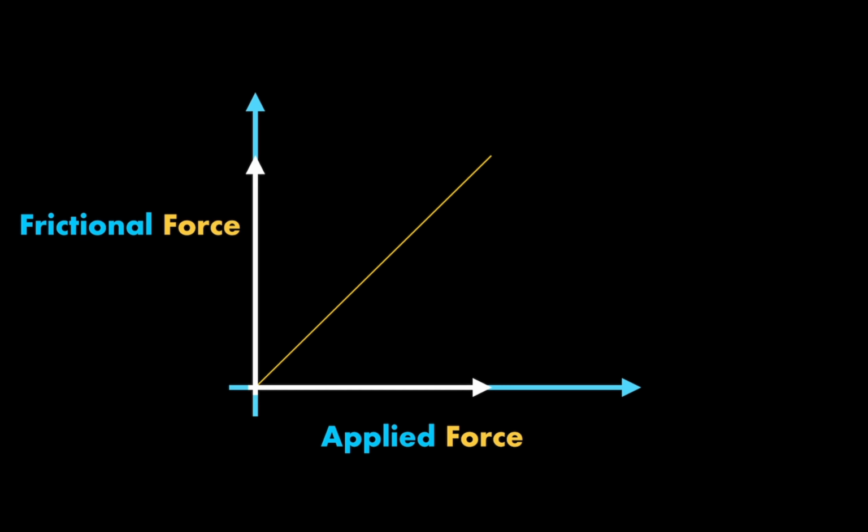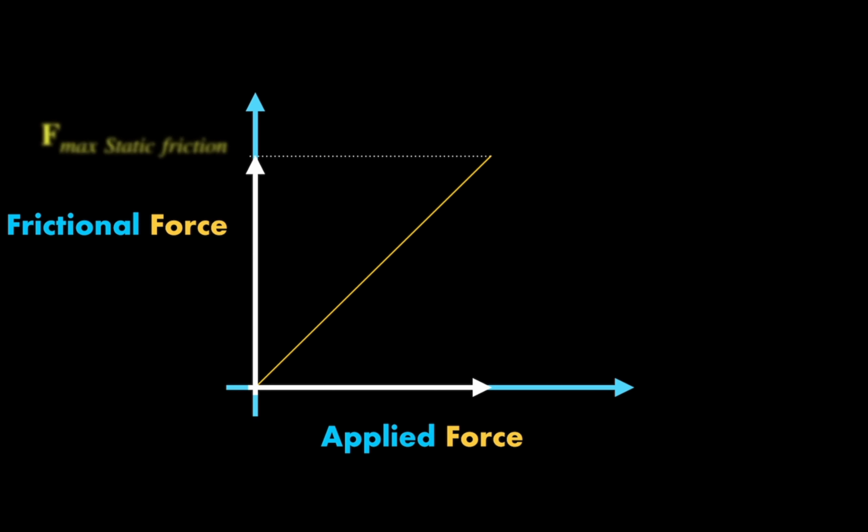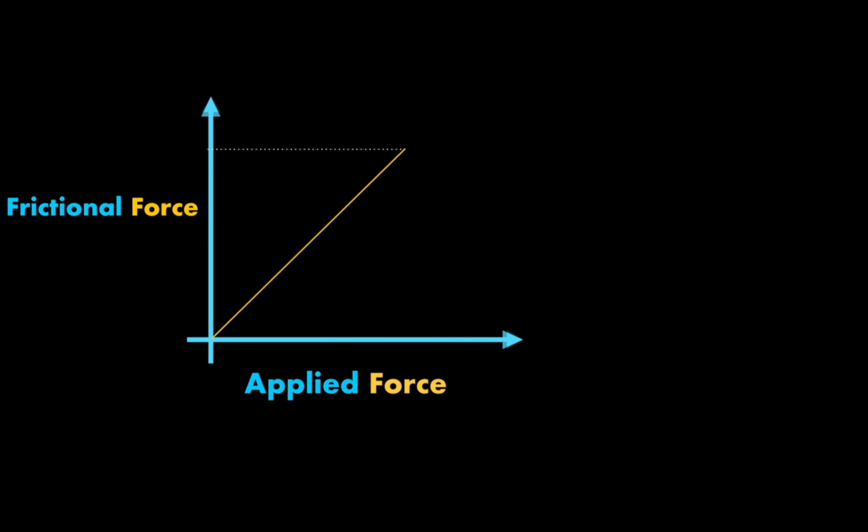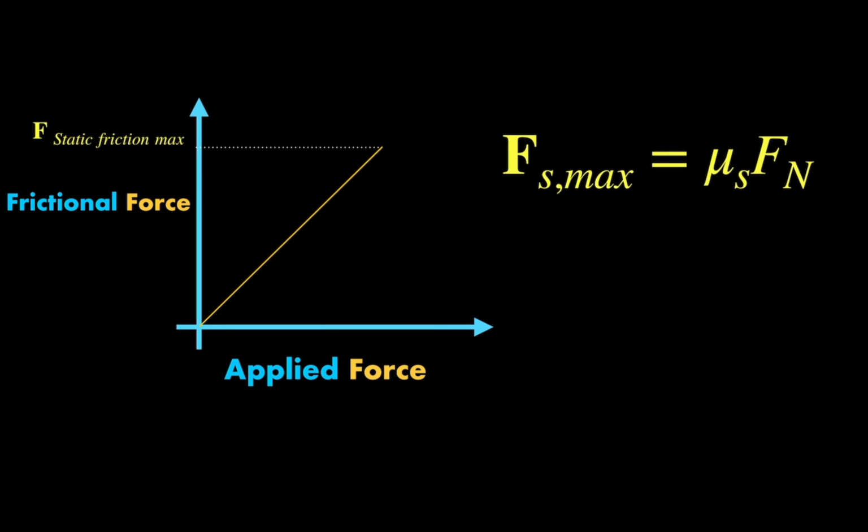But this happens until we reach the maximum static friction. That is the frictional value up until the object stays at rest. Fortunately, we have an equation for the maximum static friction. The equation for the maximum static friction is Fs max equals mu s times force normal.